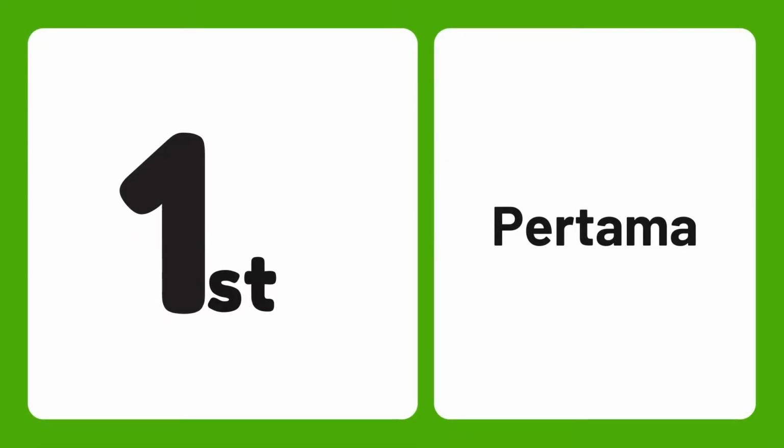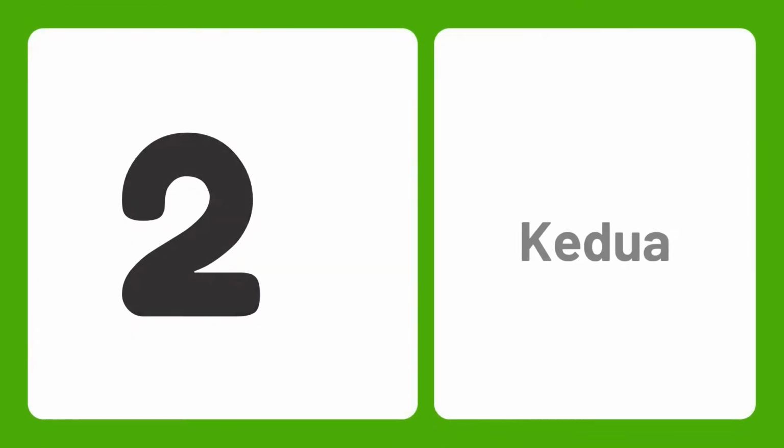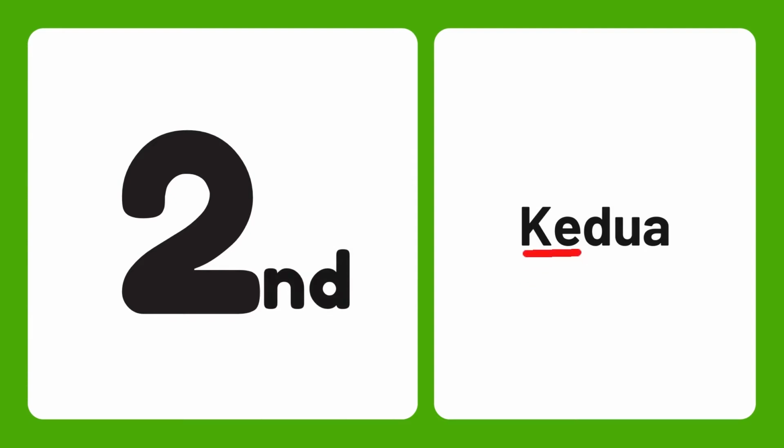First, pertama, pertama. Second, kedua, kedua. From second to the ordinal numbers before the last, you will put this prefix ke. Only the first and the last have an irregular pattern.